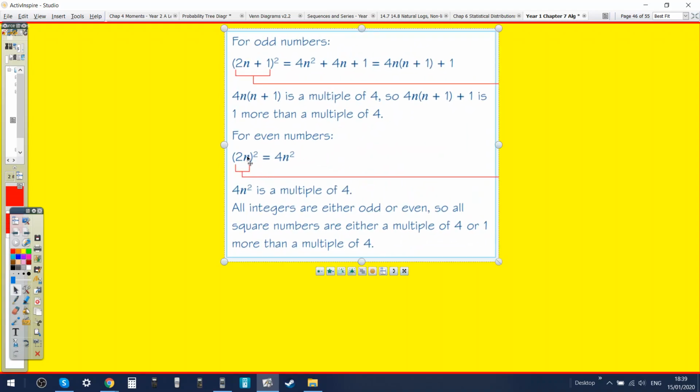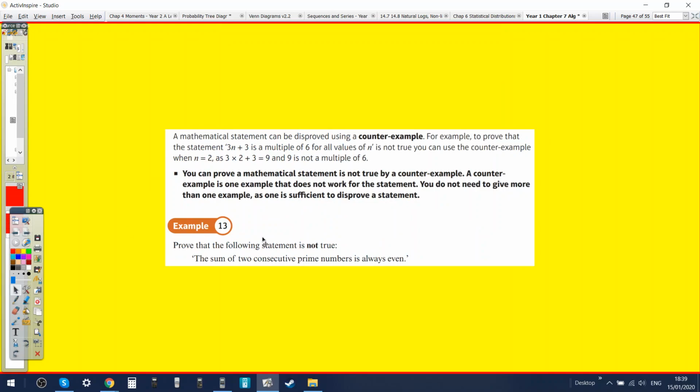For even numbers, 2n squared is 4n. For odd numbers, 2n plus 1 squared, 4n, n plus 1. So they factorize out 4n. I just factorize out 4. Just like they did here. All integers are either odd or even. So all square numbers are either a multiple of 4 or 1 more than a multiple of 4. Any questions there? No. That's pretty common, where you just do one as odd, one as even.